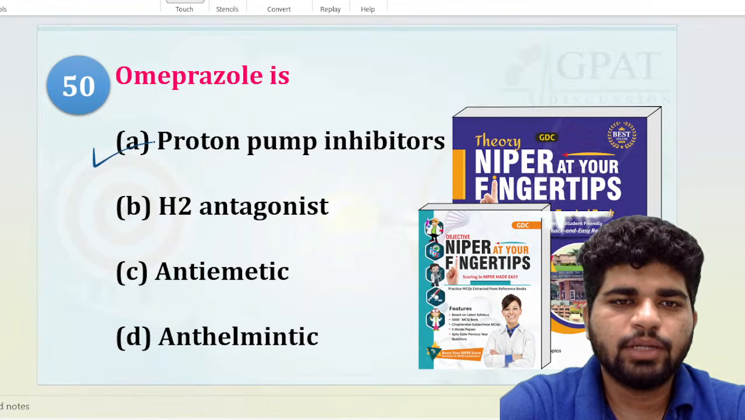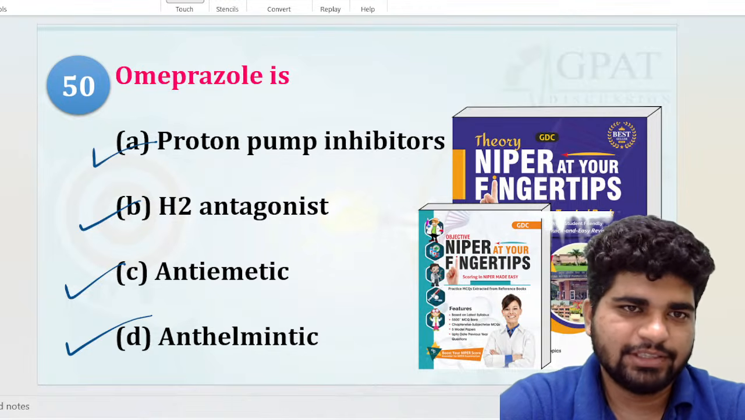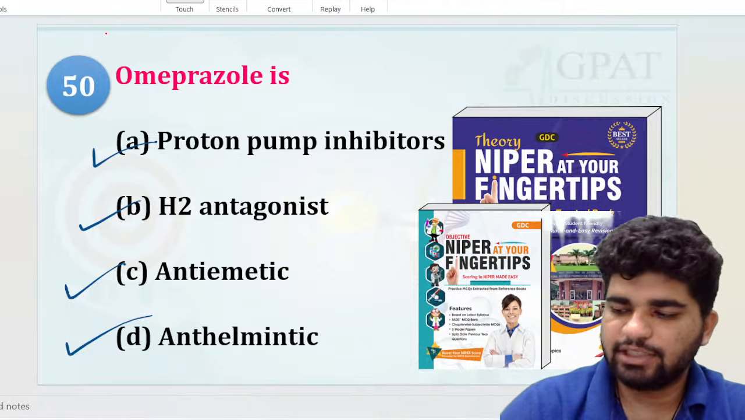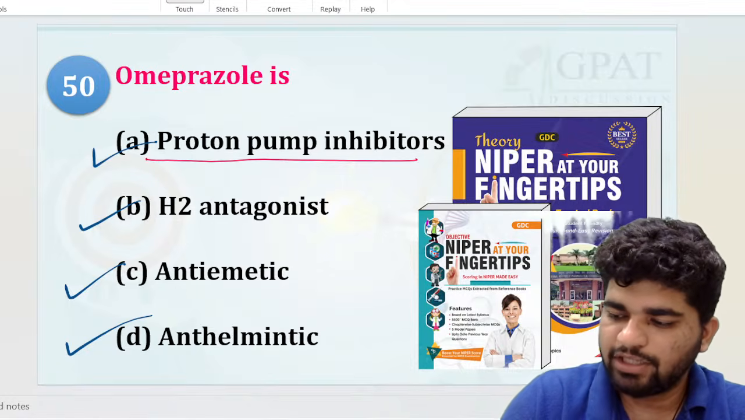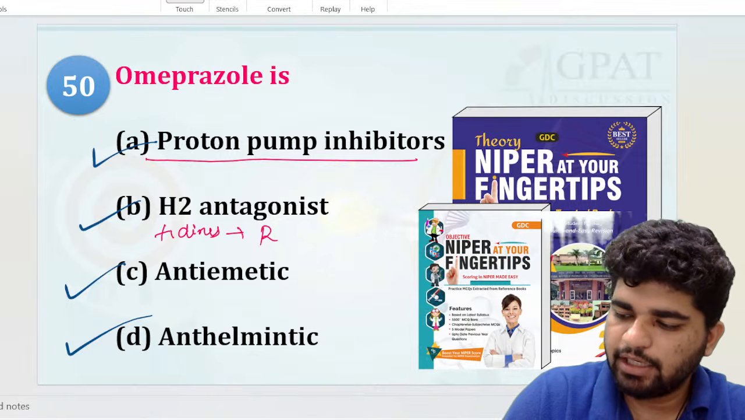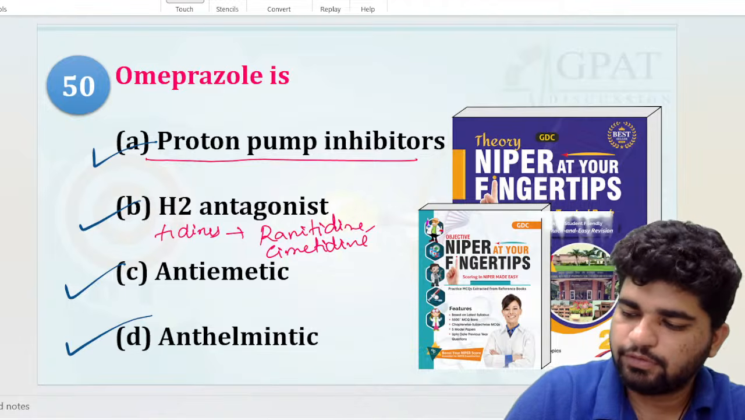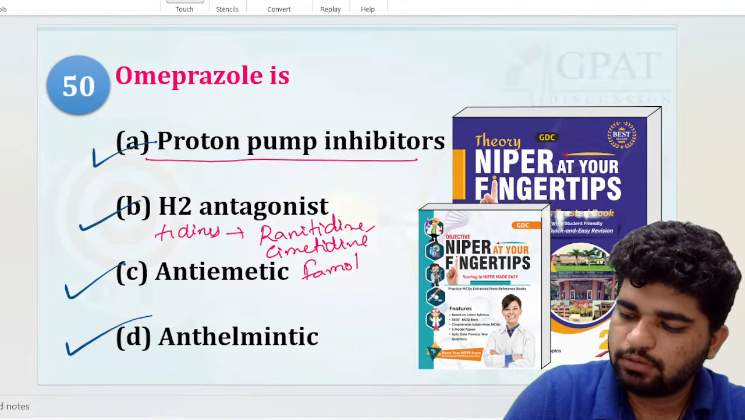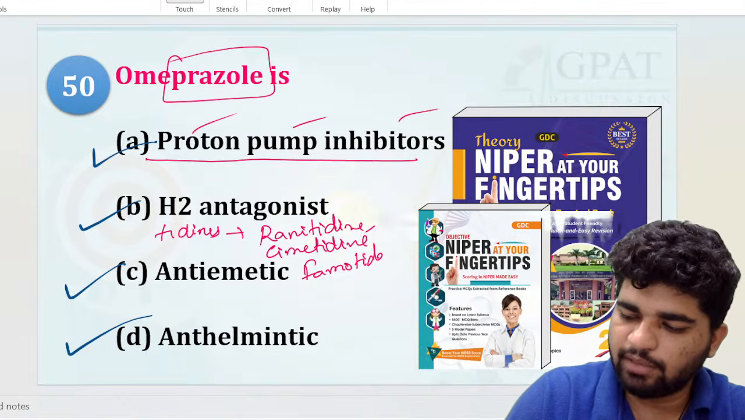Now, omeprazole is what? Omeprazole is your proton pump inhibitor, H2 antagonist, antiemetic, or anthelmintic. This is so easy, right? Omeprazole is nothing but your proton pump inhibitor. H2 antagonists are your tidines. Remember which are tidines? Ranitidine, cimetidine, famotidine, right? And all your prazoles are your proton pump inhibitors.